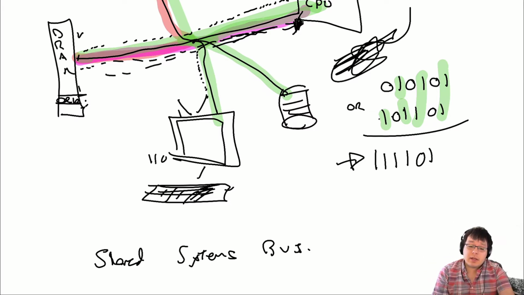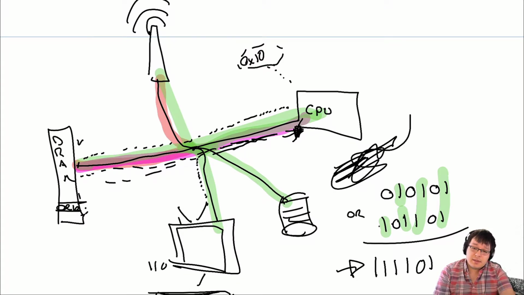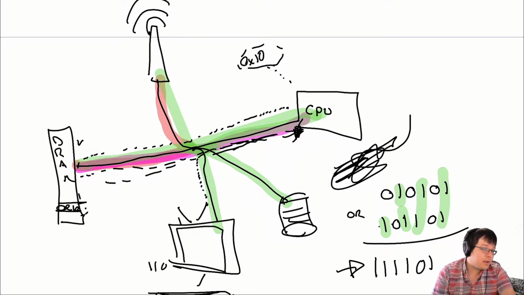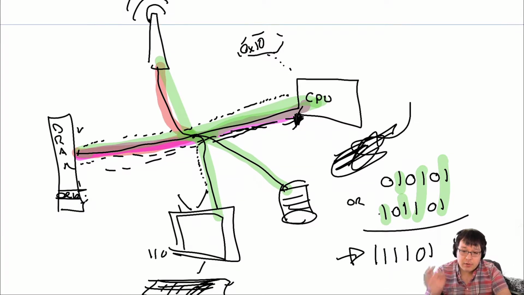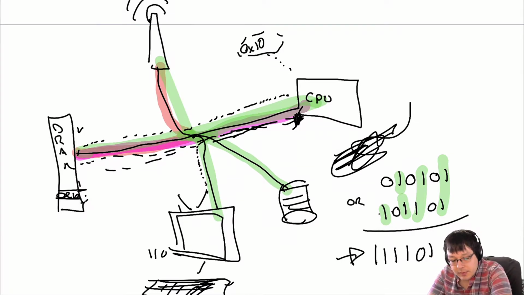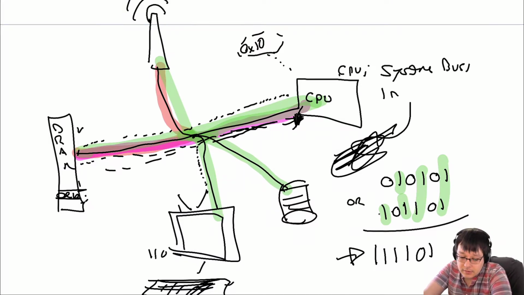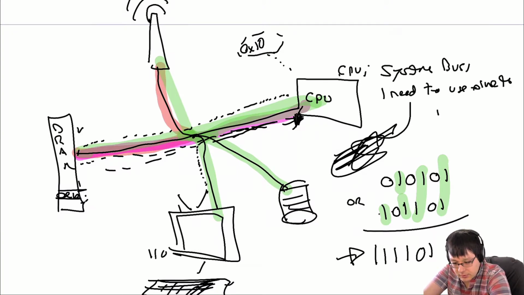But eventually people realize that there is a limitation to this, because your traffic cop takes time as well to figure things out. So the way it works now is, let's say you want to read something from the CPU. The CPU is going to be saying to the system bus, I need to use a line to DRAM, okay?